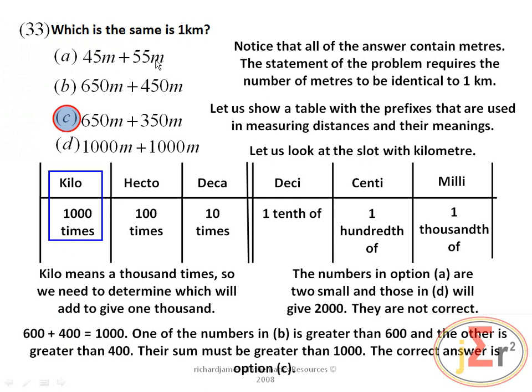So this one is too small. This one is obviously too large. This one will add to give a figure that is more than 1000. So we are sure that that one is our correct answer.